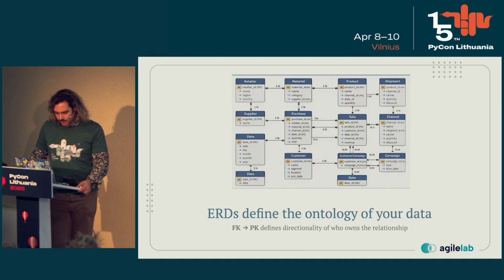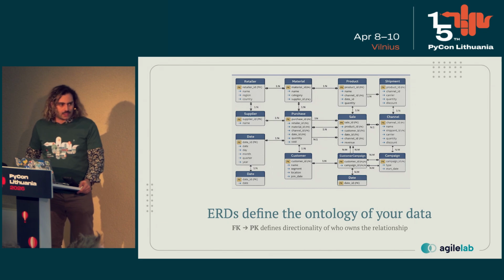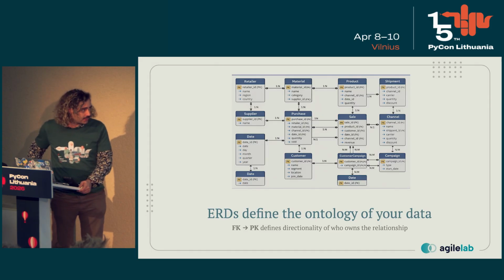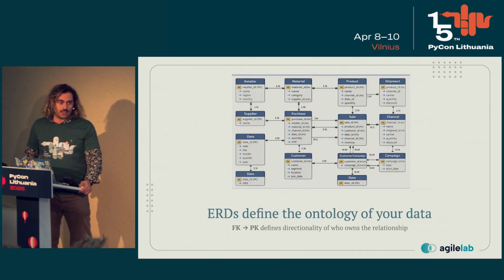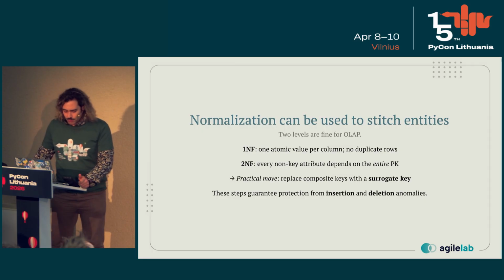So let me pick the entity relationship diagrams case. You have these many tables. They might come from different applications, different verticals of the company. Still, they have a graph embedded in them. So the foreign keys in one table point to primary keys in another. And this is a directionality that is important because it tells you who acts on what, who owns the relationship. So you have to stitch them together. Normalization is not just about dissecting tables, but it can be used to join them as well.